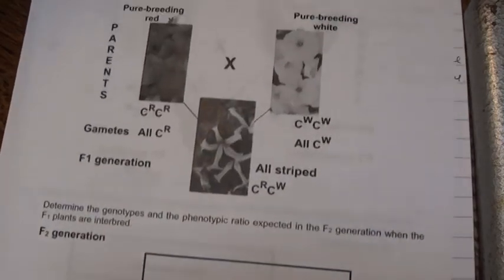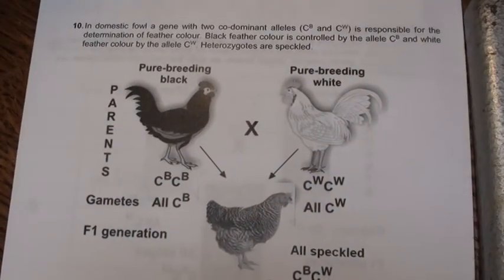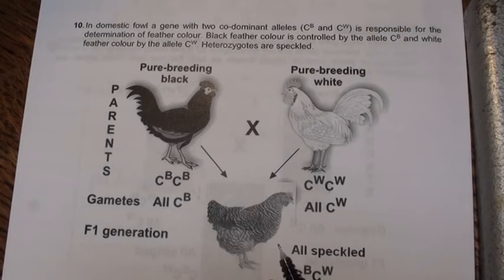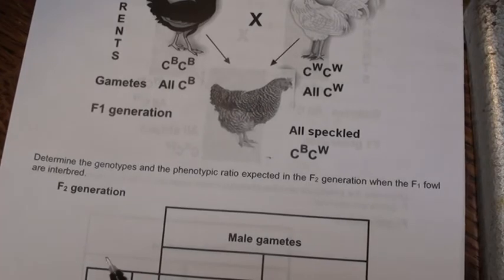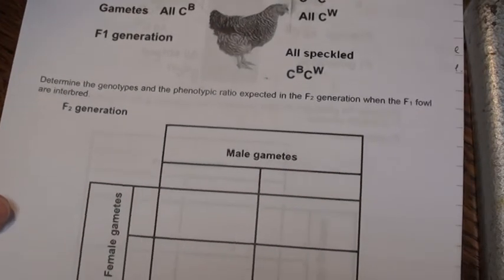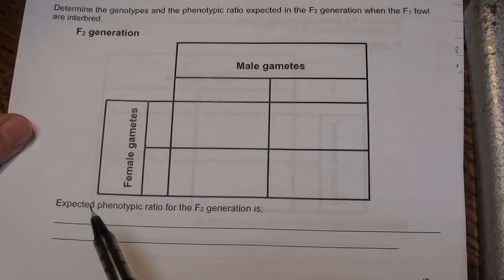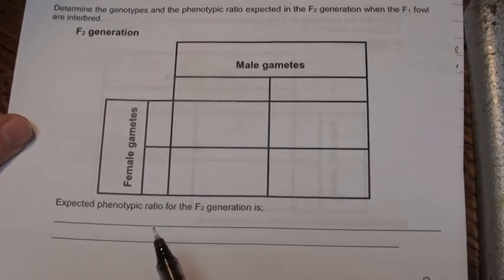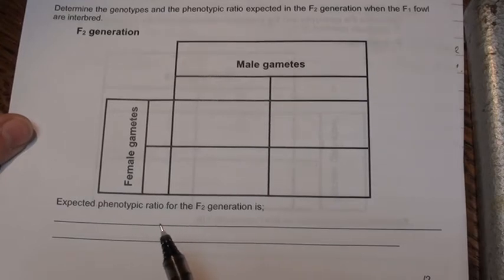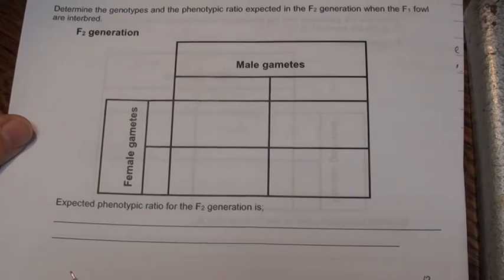And once you've done question 9, the next question, question 10, is actually extremely similar. So again, same logic, but this time you're looking at chickens, so black and white getting crossed, becoming all speckled in the first generation. And again, your job is to work out what's going to happen in the second generation. So make sure you clearly specify what the ratios are, and not just put the numbers for the ratio, but also say what each number represents, which phenotype each number is.